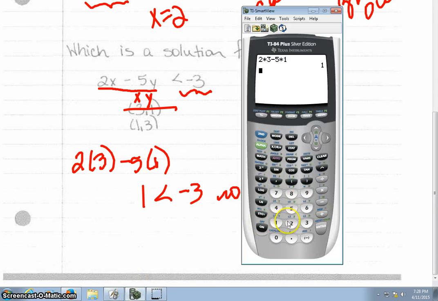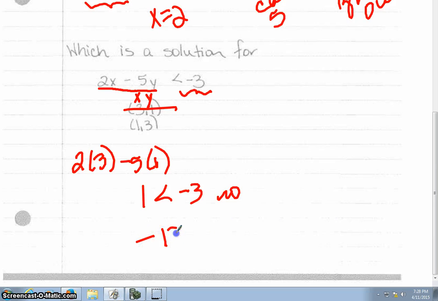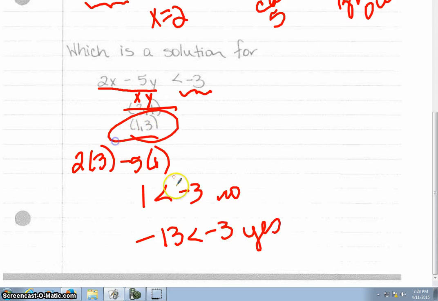So now I'm going to do it again. I'm going to say 2 times 1 minus 5 times 3, and I get negative 13. Is negative 13 less than negative 3? Yes, and so this is my answer.